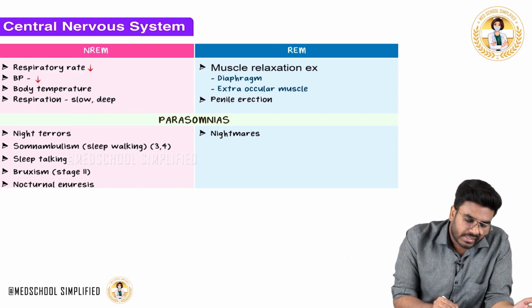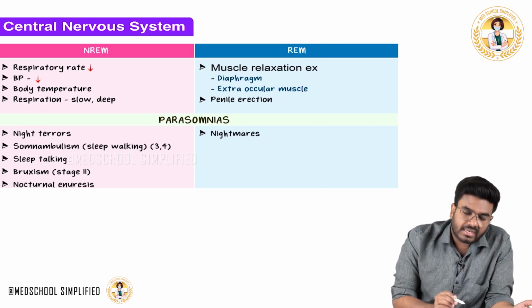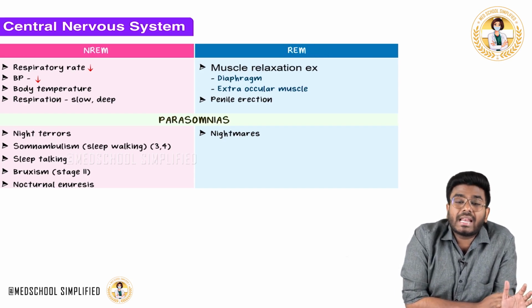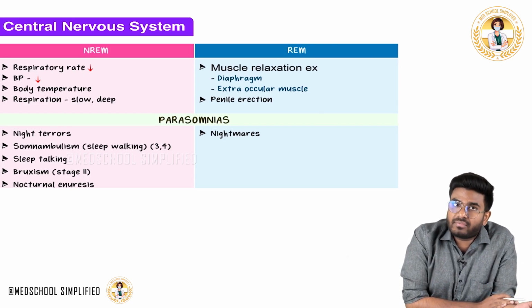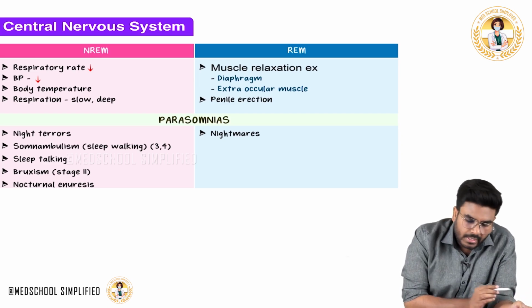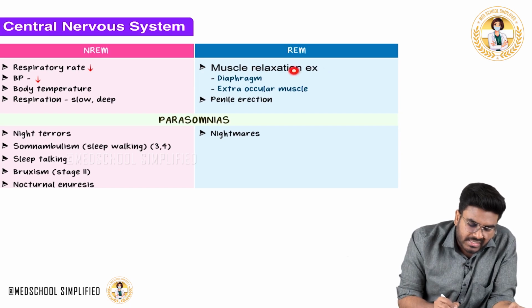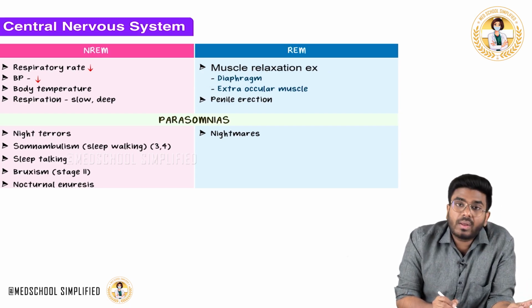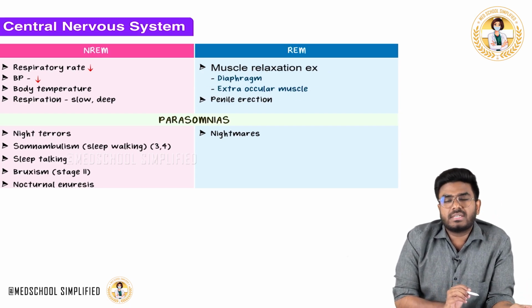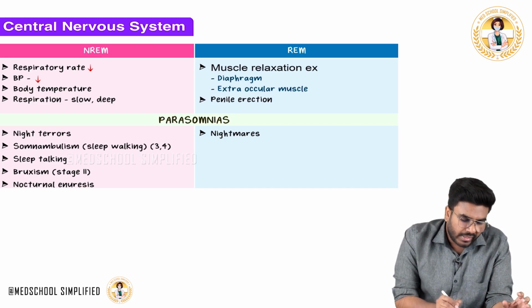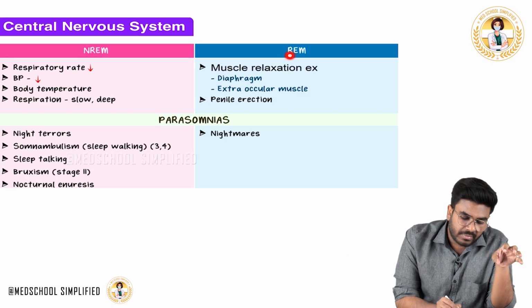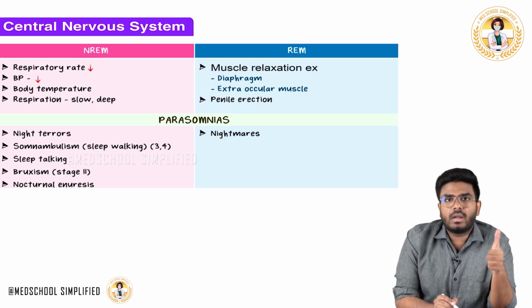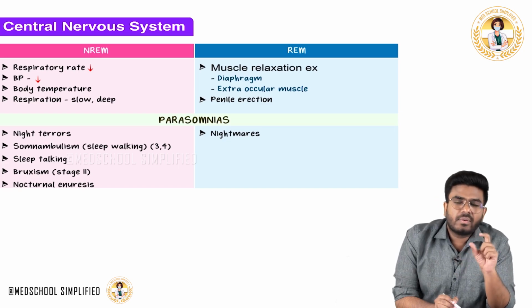Okay, now what is REM? See, in REM what happens is muscle relaxation. All the muscles in the body are relaxed except your diaphragm. If your diaphragm is relaxed, how can respiration happen? So the diaphragm is not relaxed. So in REM sleep there is muscle relaxation except the diaphragm and extraocular muscles. Why extraocular muscles? Because extraocular muscles are the ones which cause the movement. So in REM sleep there is eye movement? Yes. So the eye muscles are not relaxed and the diaphragm is not relaxed.